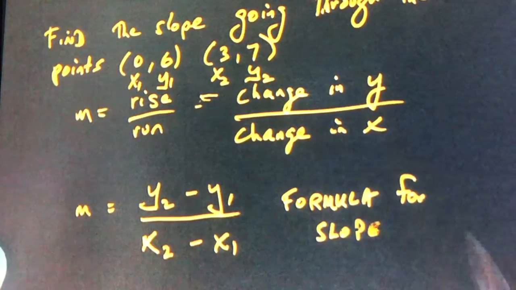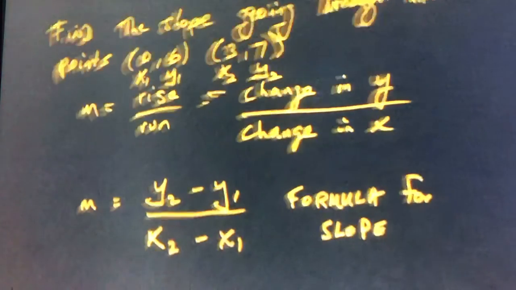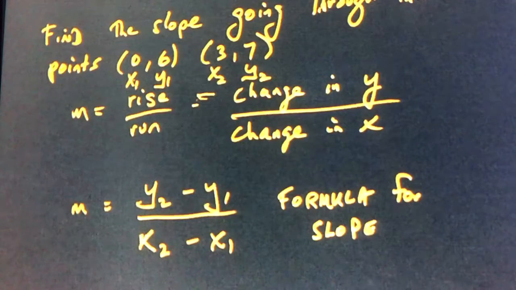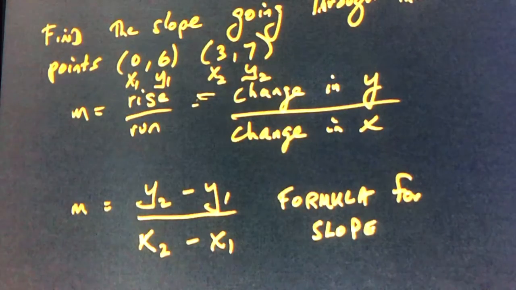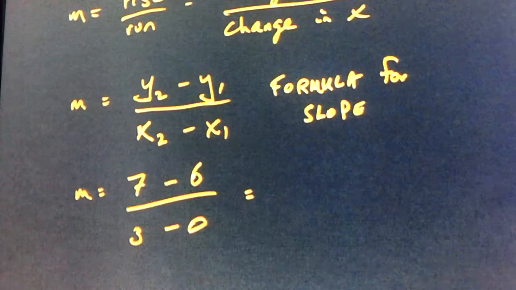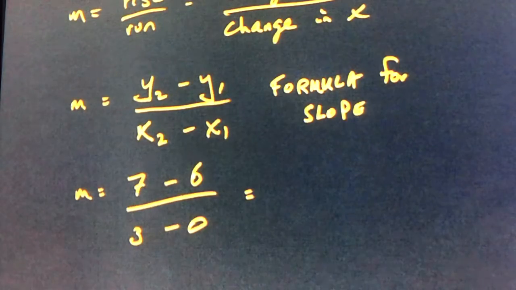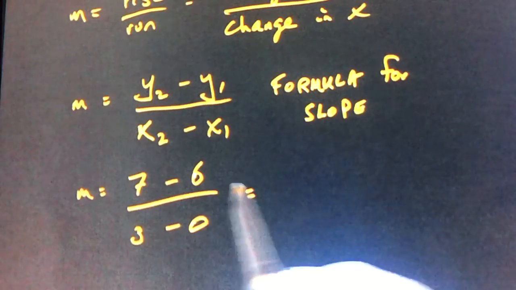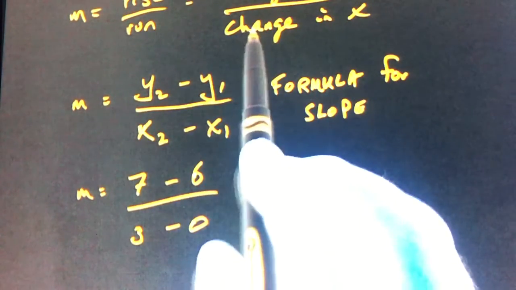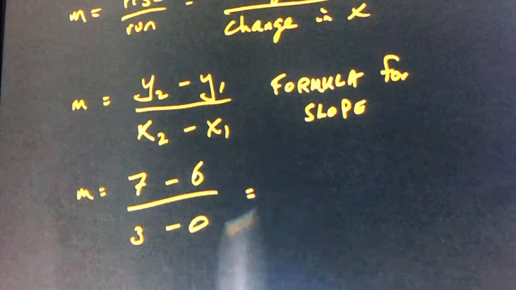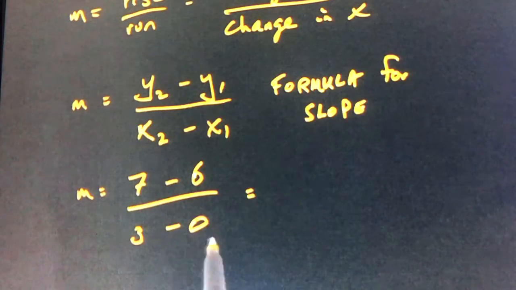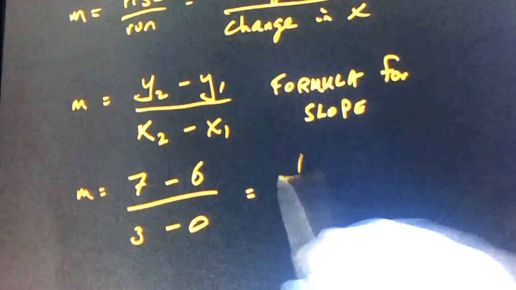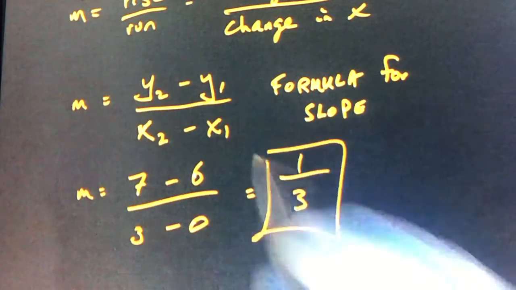And now the trickiest thing about it really is just placing the right integers in the right place and remembering how to subtract negatives and double negatives and all those kinds of fun things. So in this question, y2 minus y1 is 7 minus 6, and x2 minus x1 is 3 minus 0. Exactly as it's written, we get 1 over 3, and that's it. That's our slope. We're done.